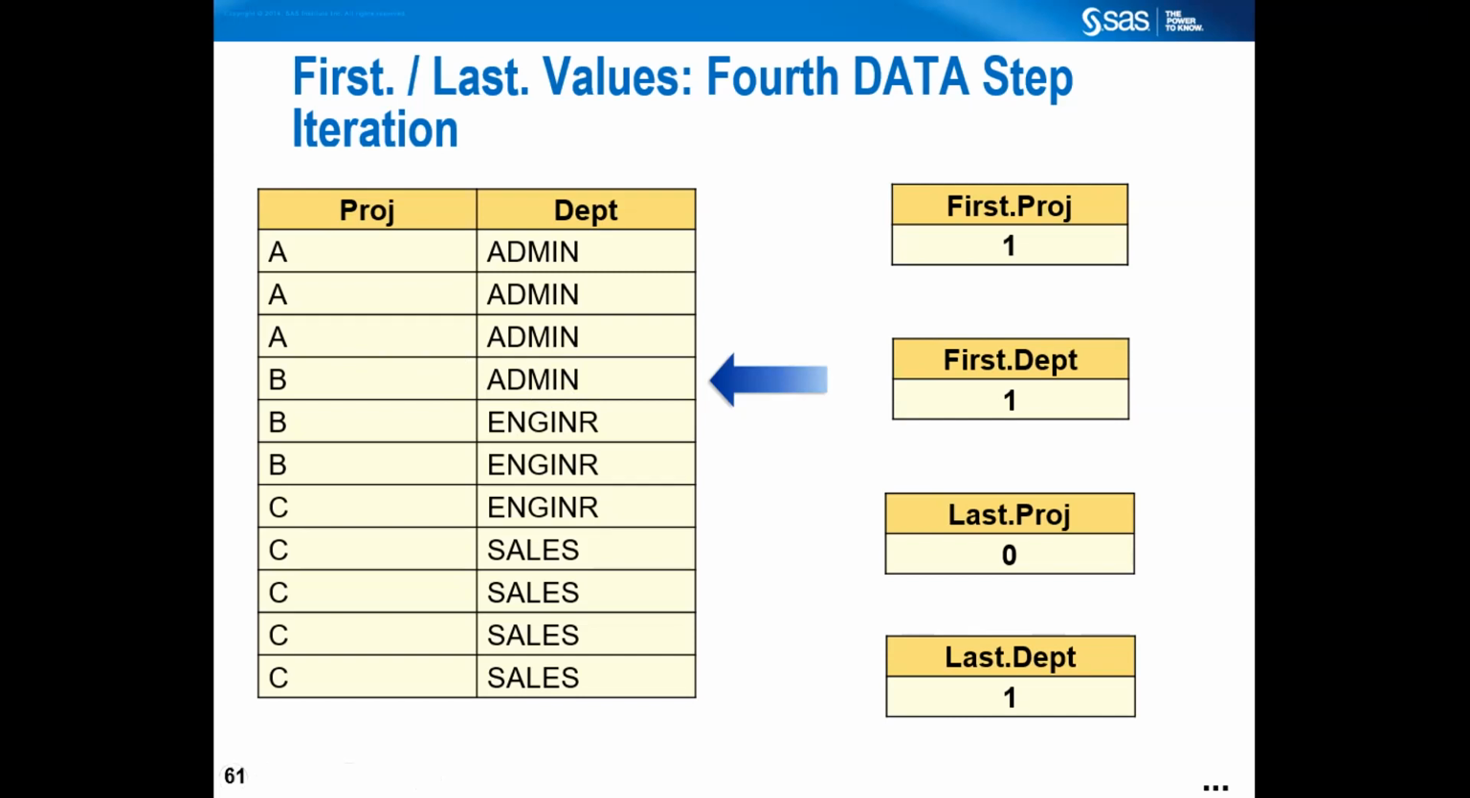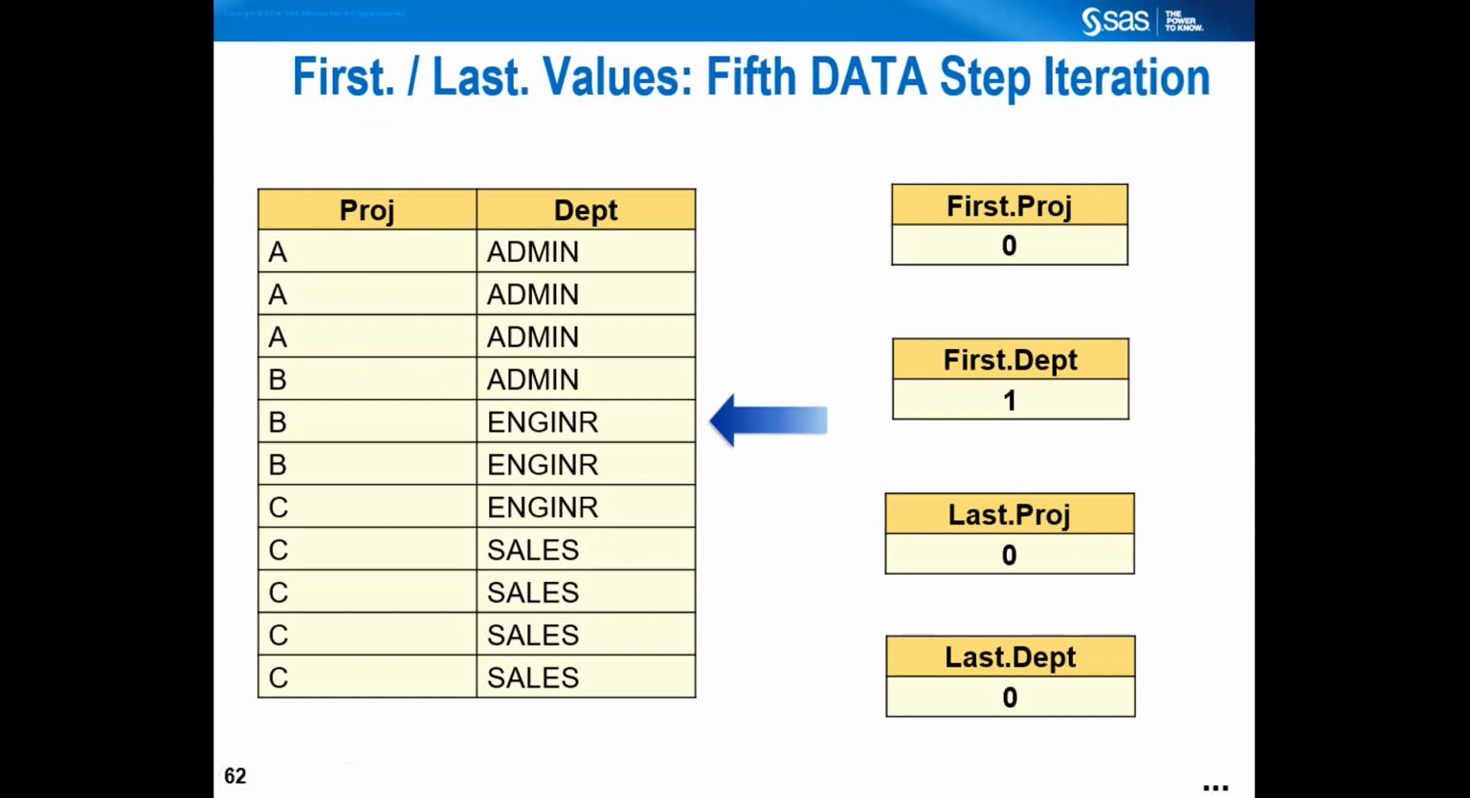Okay. Now, look at this observation. B is not at all the first, not last value. Hence, its first dot project and last dot project are 0. But engineering is the first observation of this group of engineering values. Hence, its first dot department is 1, but it's not the last. Hence, its last dot department is 0. Understood now? Observe it carefully.